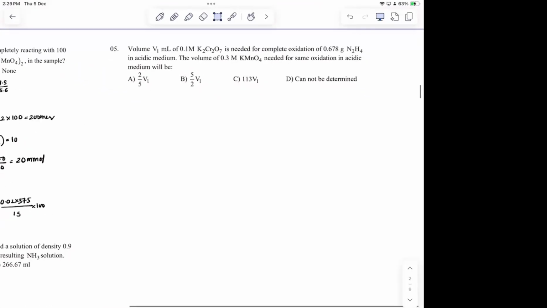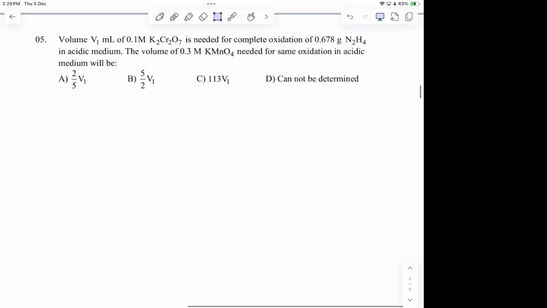See, volume V1 of K2Cr2O7 is needed for complete oxidation of N2H4 in acidic medium. Now, the volume of KMnO4 needed for the same oxidation in acidic medium is how much? Okay. So we can assume that this N2H4 is getting oxidized to some kind of oxidation state. We don't know what it is, but we can take it as N2.